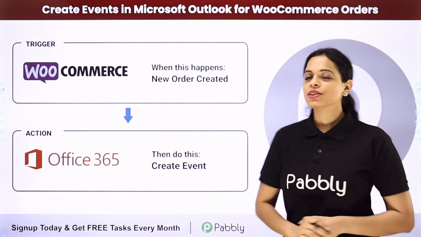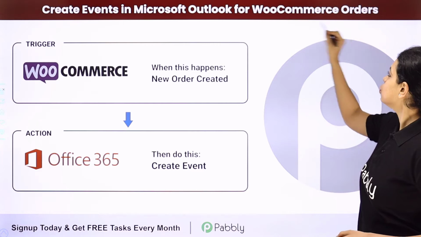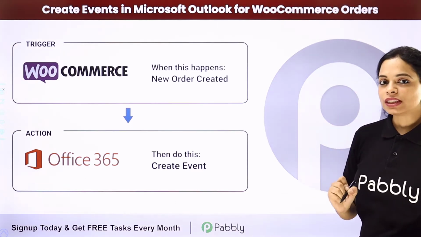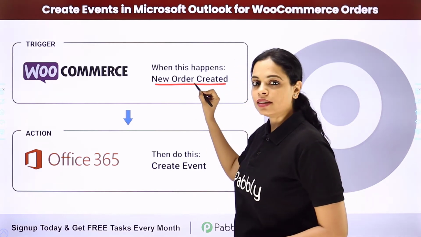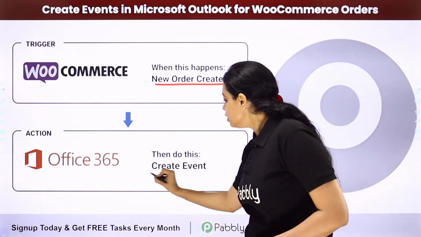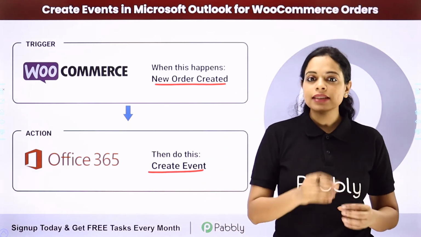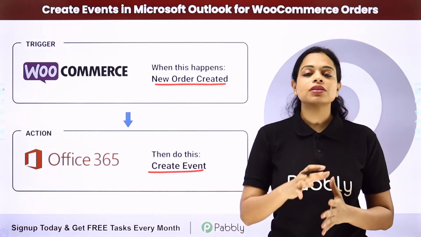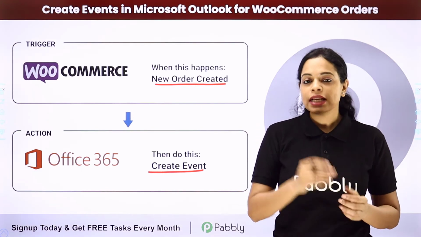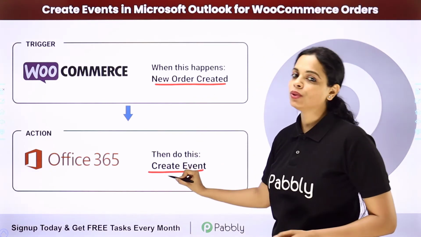In this video, we are going to understand how to create events in Microsoft Outlook for WooCommerce orders. So my objective is that every time a WooCommerce order is created here, then automatically an event should be created in Microsoft Office 365. Let's say that a course has been purchased. Now an induction process has been arranged for that course. So every time the course is bought here, then automatically the event would be created here.